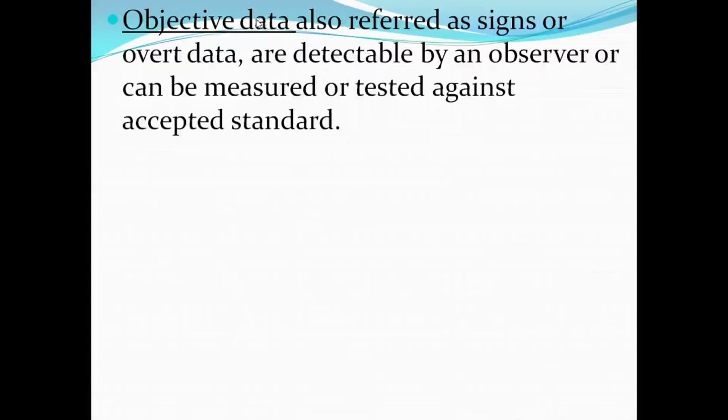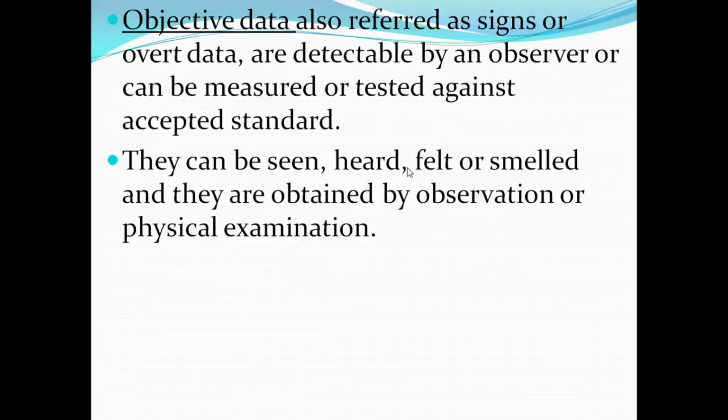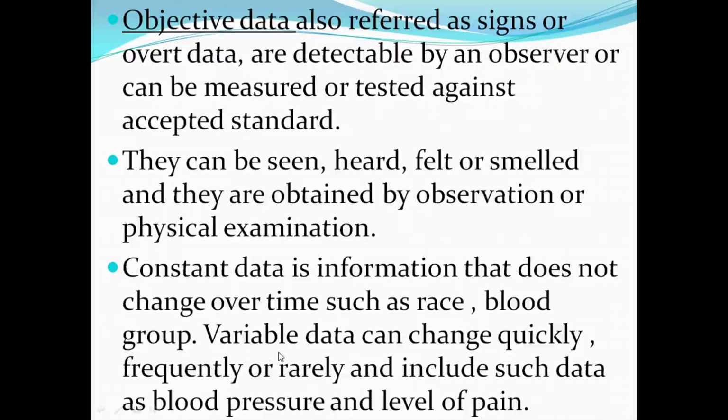The second type of data is known as objective data. They are also otherwise known as signs or overt data. They are detectable by an observer, can be measured or tested against accepted standard. They can be seen, heard, felt, smelled, and they can be obtained by observation or a physical examination. For example, if the patient is complaining of fever, we can always check it with the thermometer to see how much temperature this patient has.